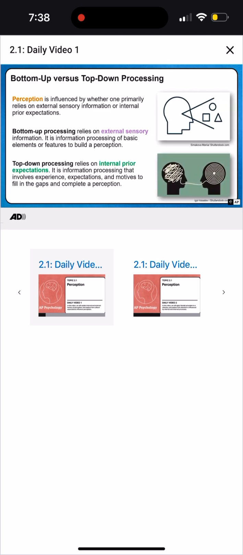Top-down relies on internal, prior expectations. It uses previous knowledge and experience to fill in the gaps and complete perception. It works in the opposite way, moving from the whole to the parts. For example, have you ever had bad reception, but you can still make out what someone's saying on the phone? These complementary processes occur simultaneously, and we use both on a regular basis.